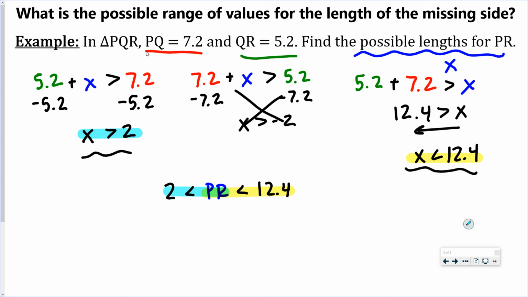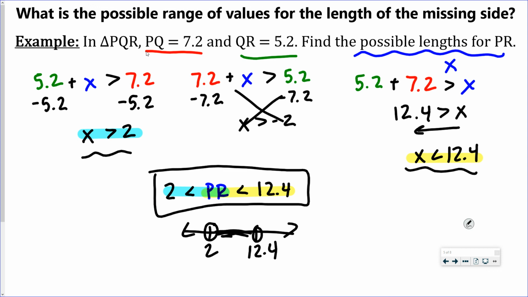So I always call these ones a sandwich. I bet if I drew this on the board, you do these a lot in algebra where you have to do a number line. And here you do open circles, and you want to shade everything inside. These are called compound inequalities, kind of ringing some bells? Yeah. Okay, so that's what that would say. That's my range of values. PR could be anything in between 2 and 12.4, and it would form a triangle. Those are all my possible distances of that third side. Okay, make sense?